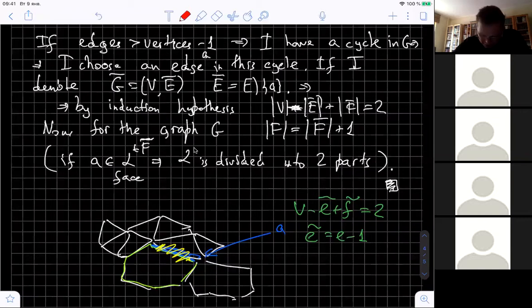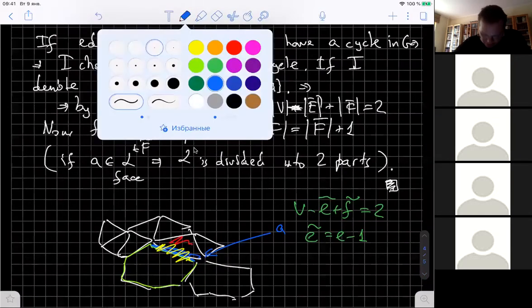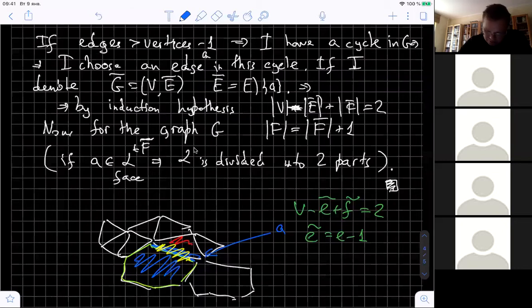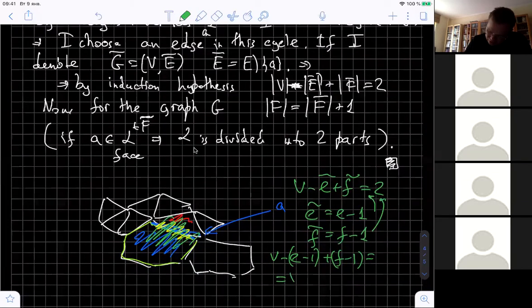And also when I forget about this edge, these two different faces became 1. And so my new number of faces is just F minus 1, because the new graph will contain one fewer face, because 2 faces became 1. And so if I put this into this equation, I will have V minus (E minus 1) plus (F minus 1), which is equal to V minus E plus F, which is equal to 2.